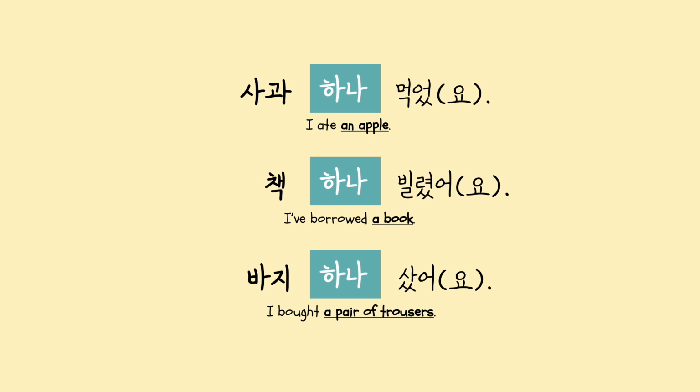사과 하나 먹었어. 책 하나 빌렸어. 바지 하나 샀어. Just be careful. 하나 can be used only when you talk about countable items in casual situations. So, it's better to learn the proper way.